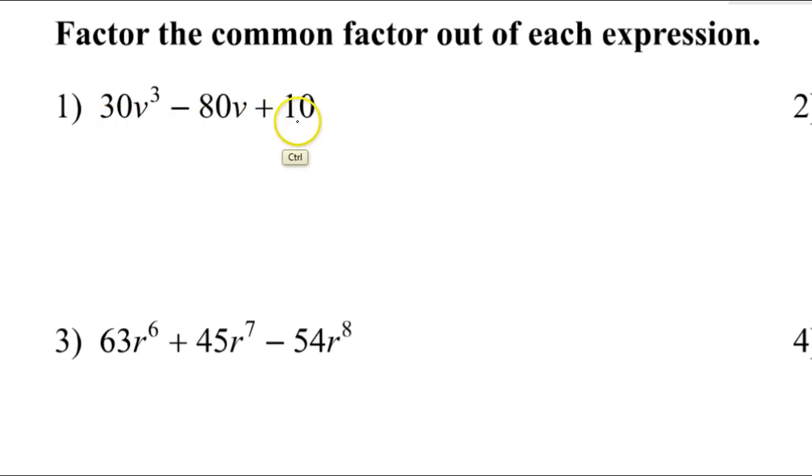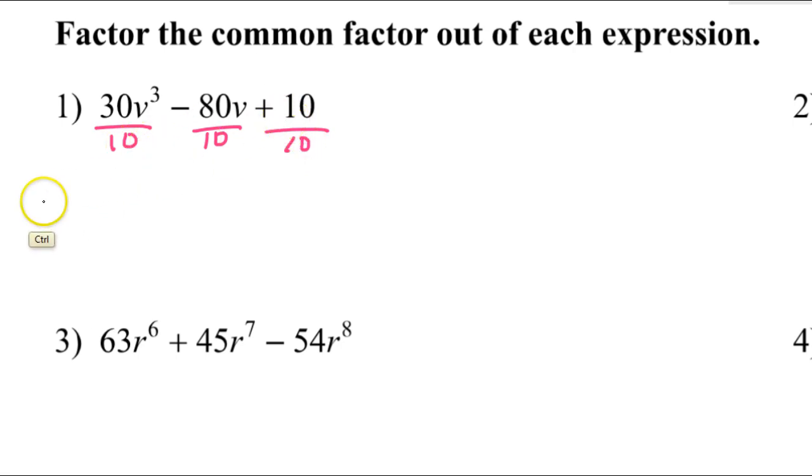What are they all divisible by? So at a glance, I can tell they're all divisible by 10 because of the way they end in 0. So let's start with that. Maybe the GCF is 10. So once you decide what the GCF is going to be, then that's what you're going to divide by.